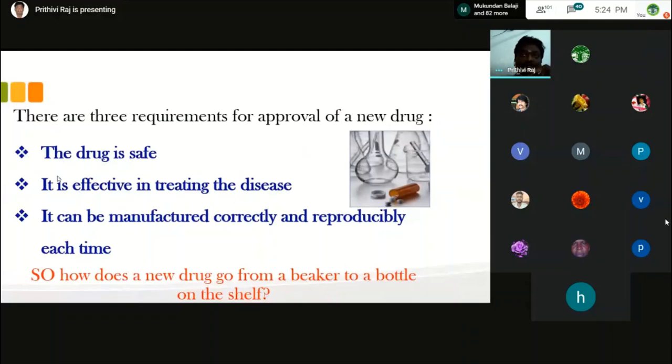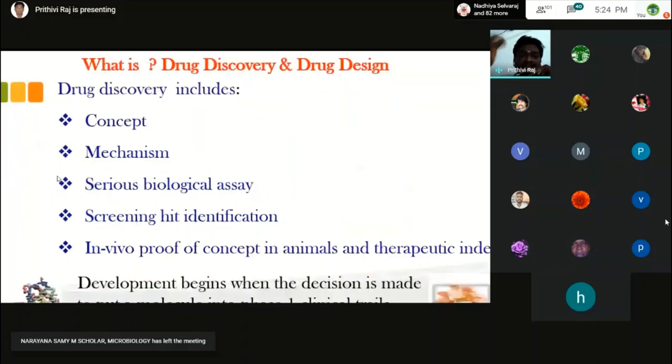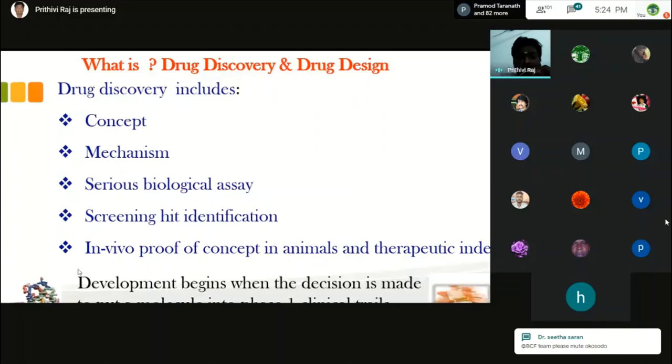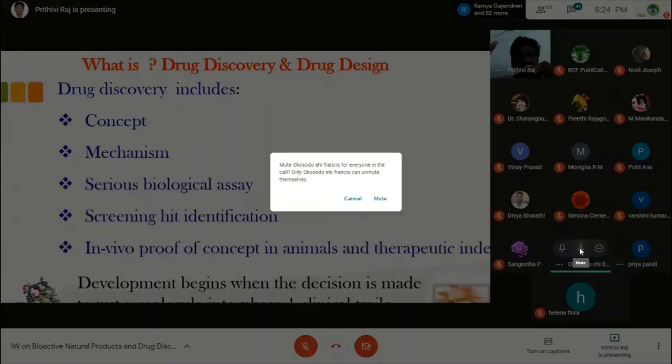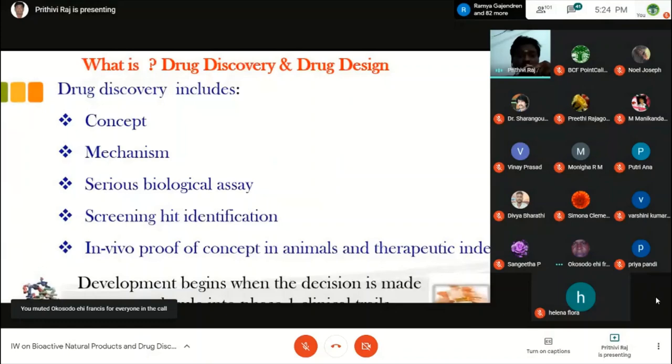Before going for drug discovery or drug design, drug discovery includes nearly five steps. One is a concept, another is a mechanism, the third is a biological assay, the fourth is screening for hit identification, and the fifth is in vivo proof of concept in animals and therapeutic index. For the concept of drug discovery, what do we need? We need natural resources. Natural resources are one of the important concepts for drug discovery.